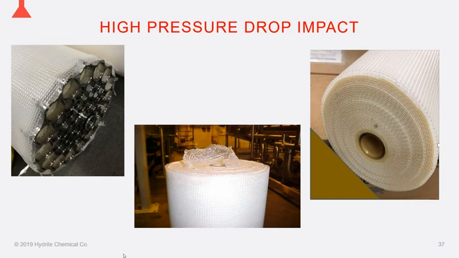So you can see there on the left-hand side where that outer wrap has pushed its way over the ATD. There in the center, you can see the Vexar migration. You can see that protruding out the end. And then the picture on the right shows some telescoping. You can kind of see how the membrane is starting to push its way out. All signs of too high pressure drop.